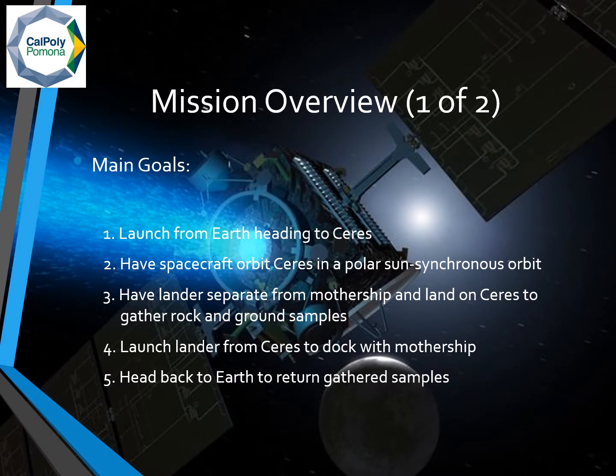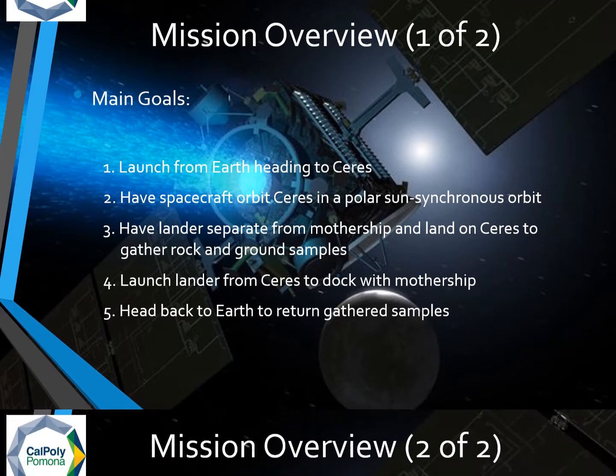Our main goals are set to be achieved in the following order. First, we will launch our spacecraft from Earth and head to Ceres. Then, our spacecraft will orbit Ceres in a polar sun-synchronous orbit, flying over both poles of the dwarf planet until the right time comes to drop the lander on the desired location to collect rock samples. Afterwards, the lander will launch from Ceres to dock with the spacecraft and return those samples home to Earth.